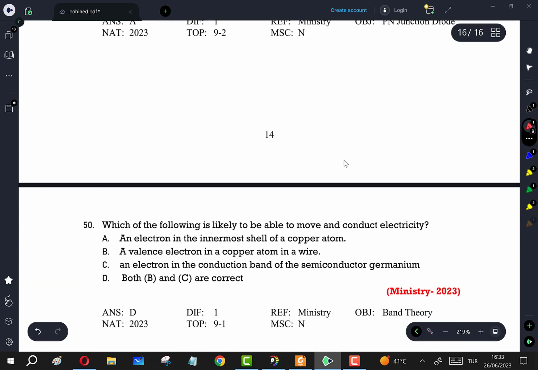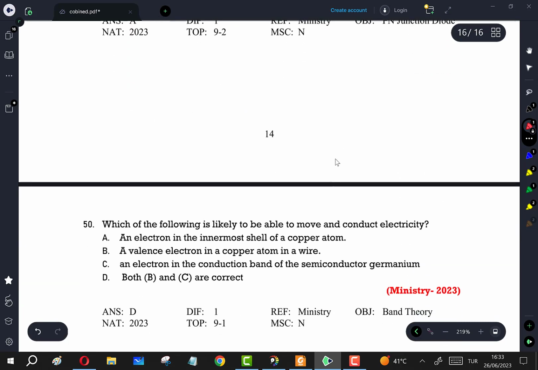And last question. Which of the following is likely to be able to move or conduct electricity? An electron in the innermost shell of the copper atom. Innermost electrons do not move. They are moving in a circular path, but they don't transfer from atom to atom, so they don't conduct electricity.